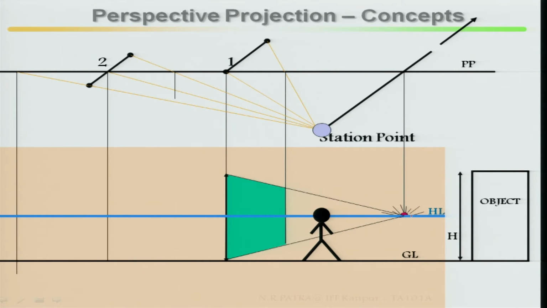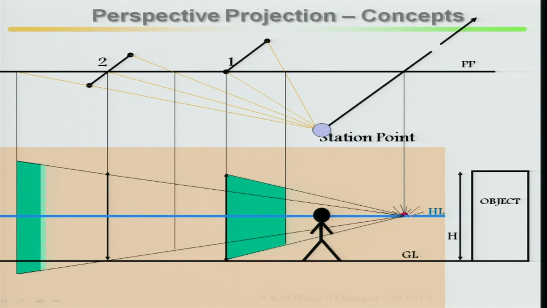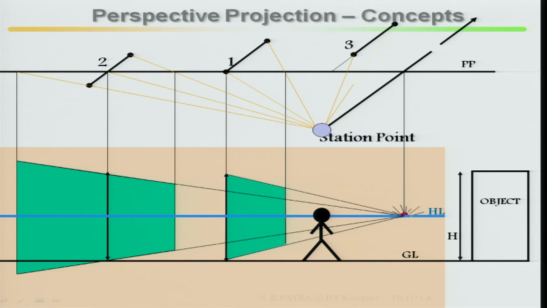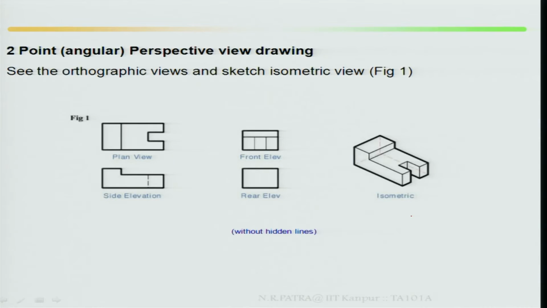Now you come to 2, how your object looks. Now, come to 3, how your object looks on the picture plane. Now, this is your concept. As I go further and further from the station point, it will diminish to one point.